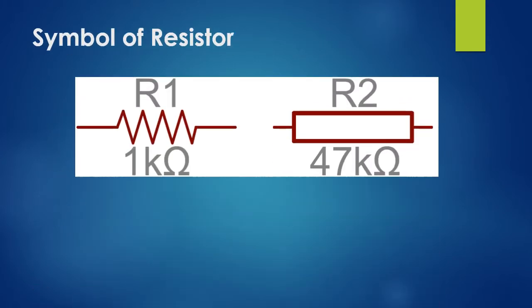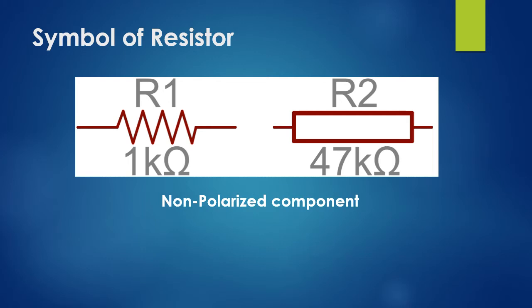Symbol of resistor. As shown in this diagram, there are two symbols given. The first, R1, is called the American style schematic symbol of resistor, and the second, R2, is called the international style symbol of resistor.